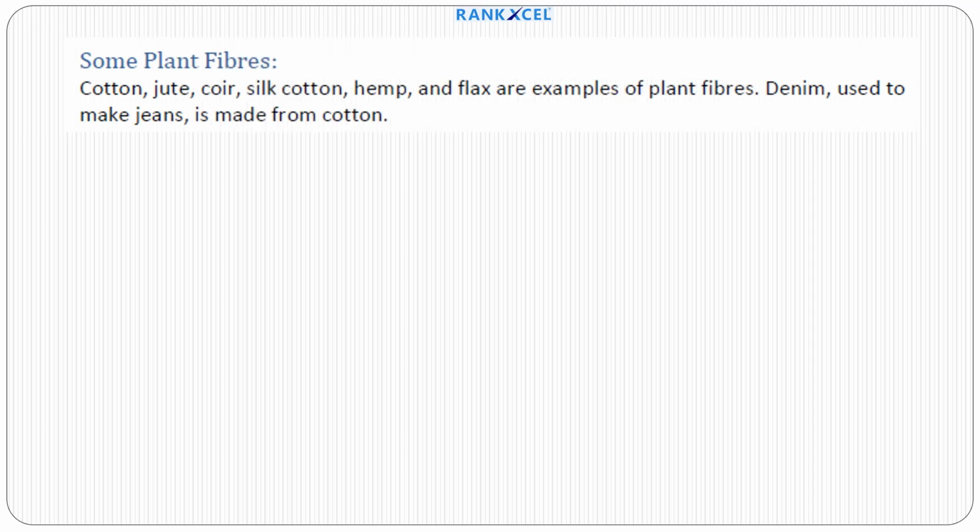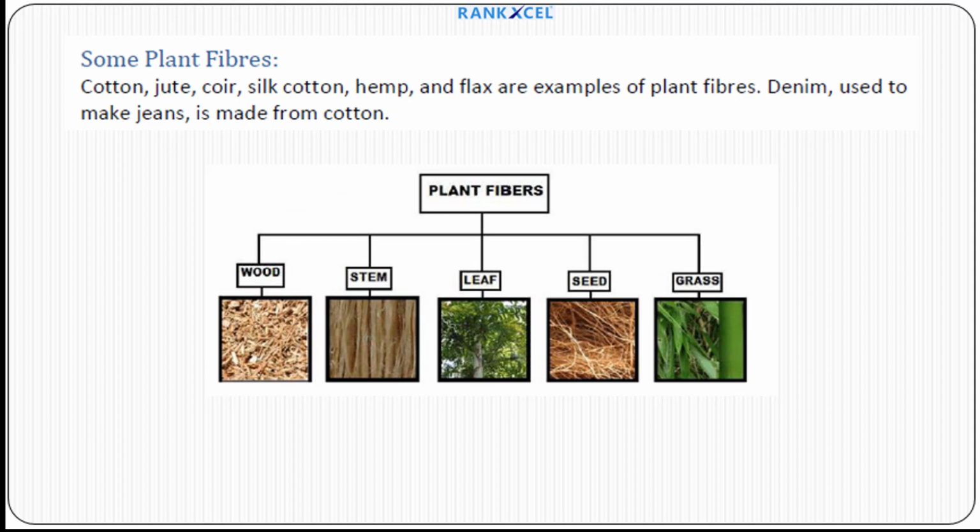Some plant fibers: cotton, jute, coir, silk cotton, hemp, and flax are examples of plant fibers. Denim, used to make jeans, is made from cotton.